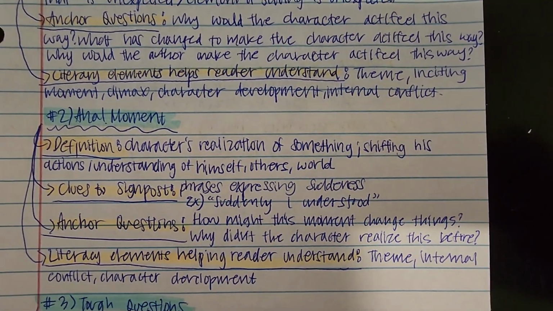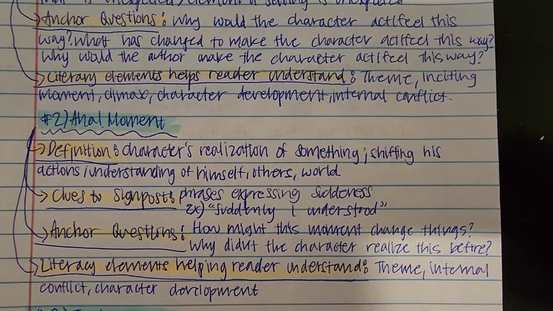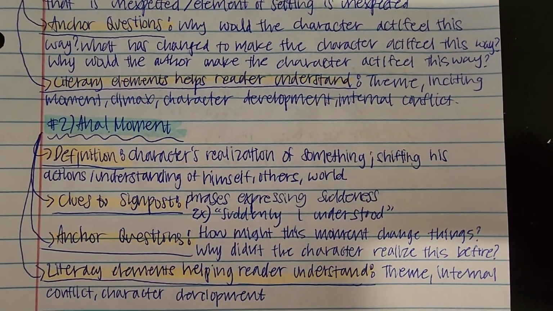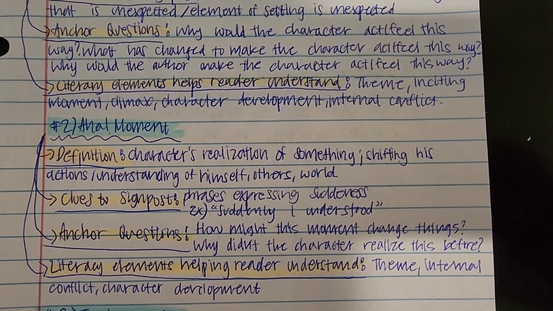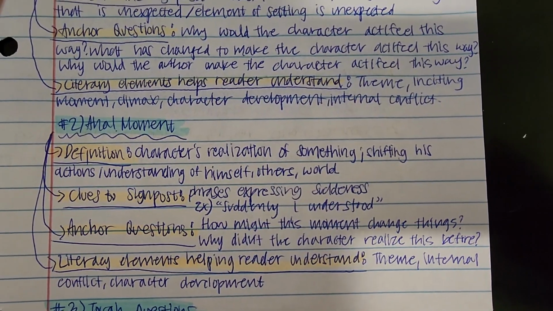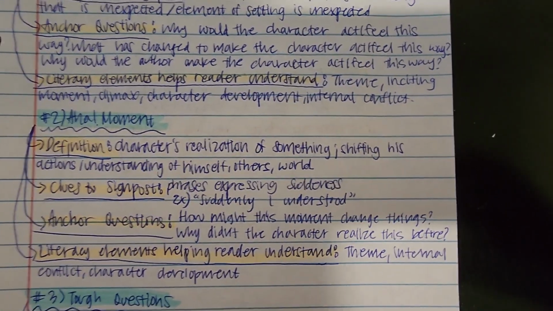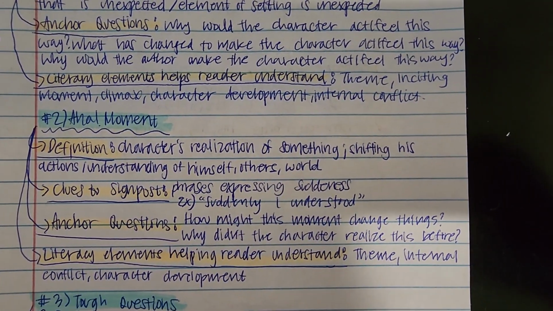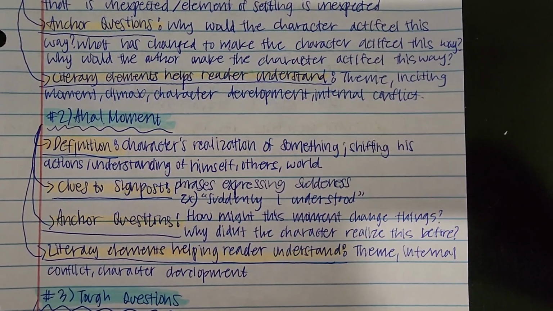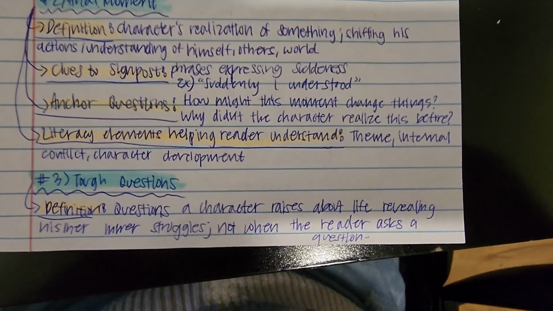Number 2, aha moment. Definition: a character's realization of something, shifting his actions or understanding of himself, others, and the world. Clues to the signpost: phrases expressing suddenness. Example: suddenly I understood. Anchor questions: how might this moment change things? Why didn't the character realize this before? Literary elements helping the reader understand: theme, internal conflict, character development.